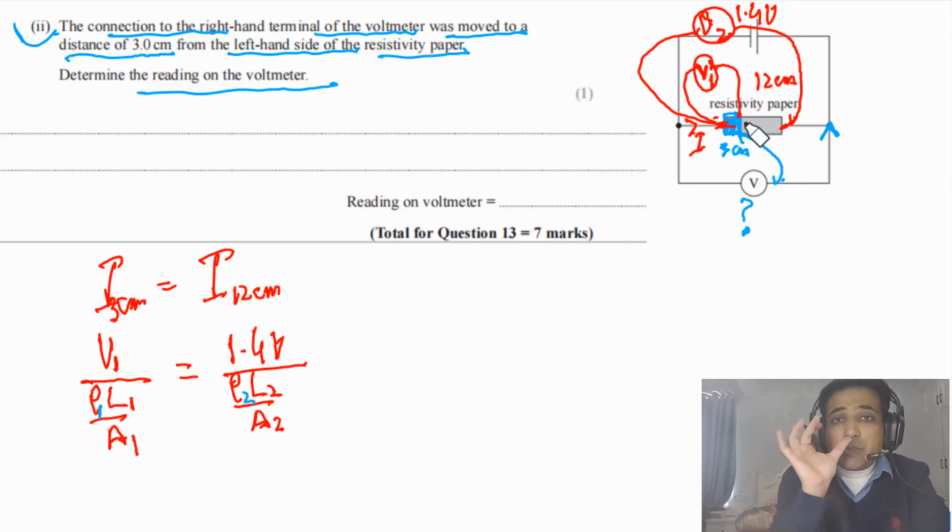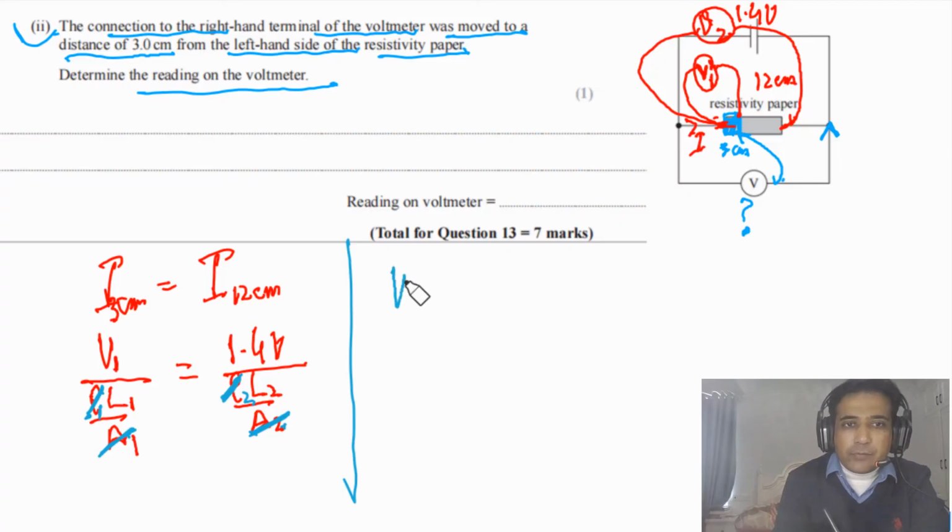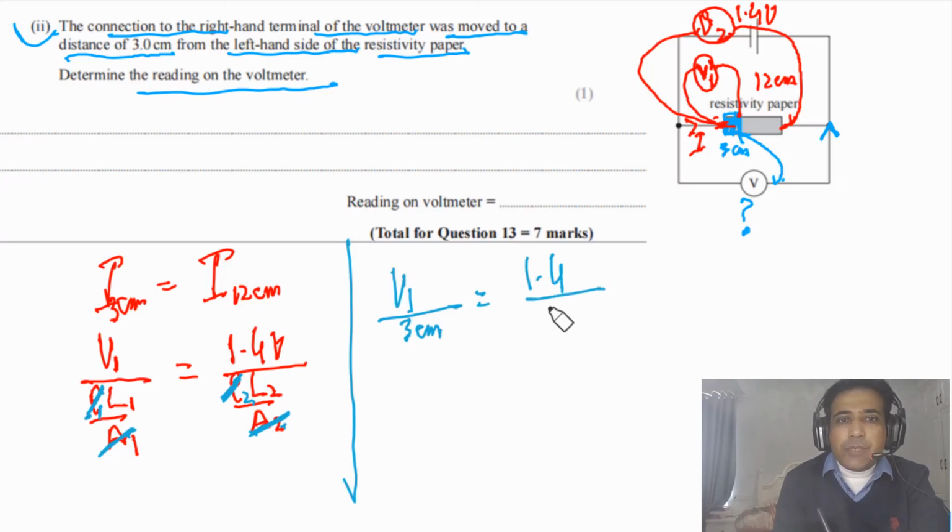As we are talking about the same resistivity paper, it means it is made of the same material, so this resistivity will be cancelled with this one. And cross-sectional area, because it has uniform cross-section, this also will be cancelled. So we are left with V1 divided by L1. So L1 is 3 centimeters, and here we have 1.4 volts, and here we have 12 centimeters.